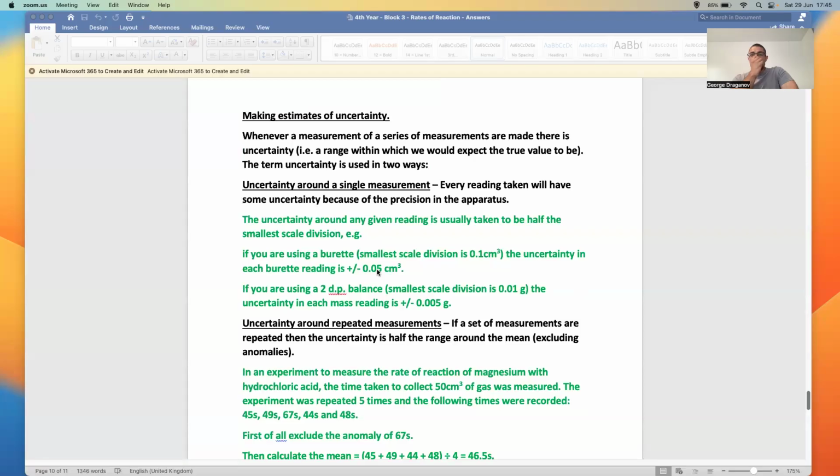If you're using a 2 decimal place balance, then that will be accurate to 0.01. So that means you could actually divide that by 2. So your uncertainty measurement will be plus or minus 0.005.